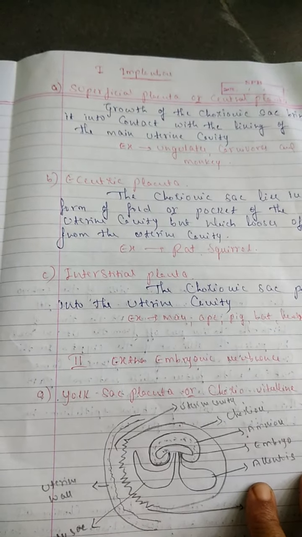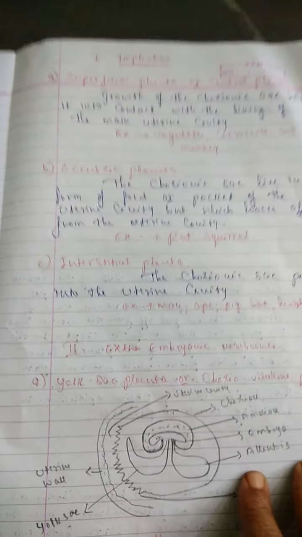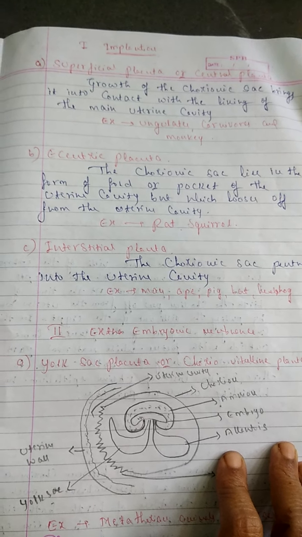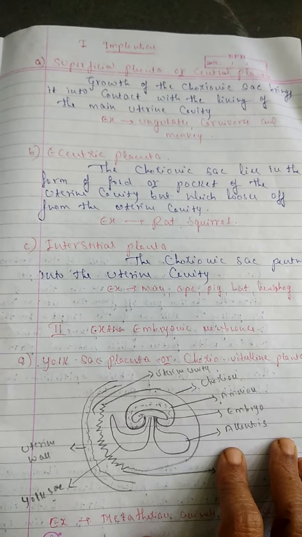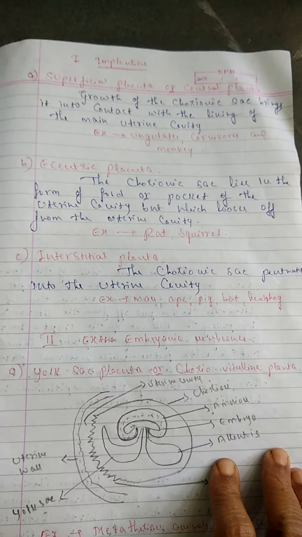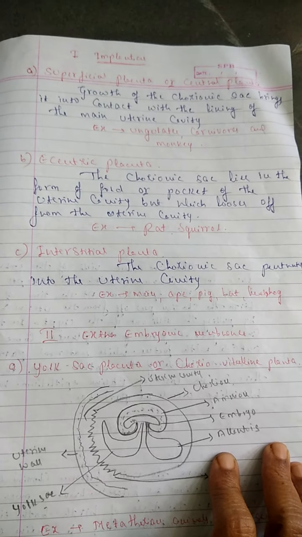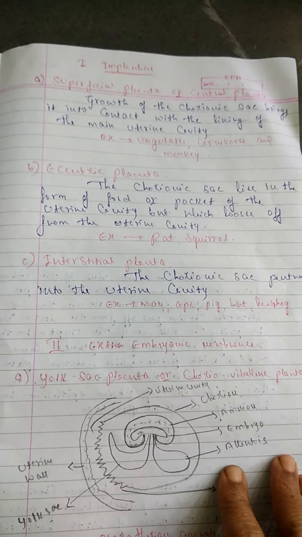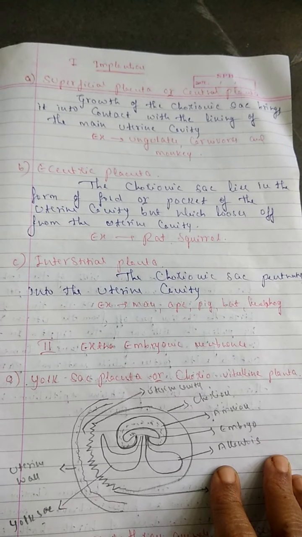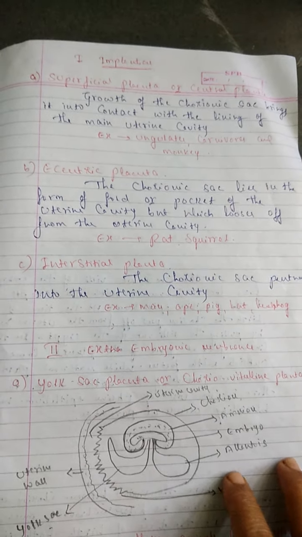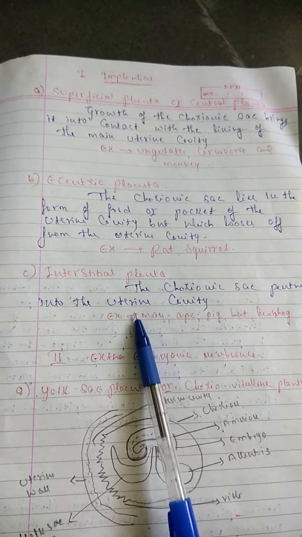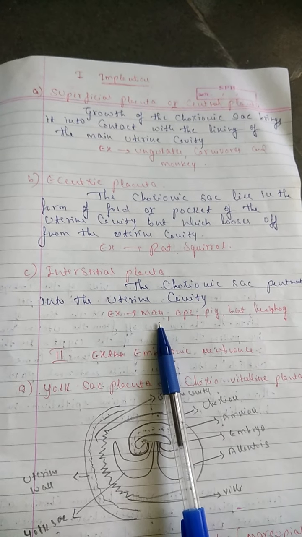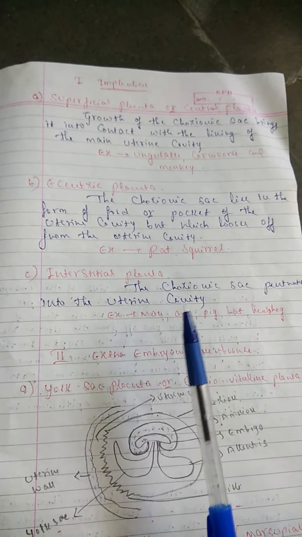Now come to the third one, the most important placenta, that is interstitial placenta. In this interstitial placenta, the chorionic sac penetrates into the uterine wall, meaning the chorionic villi completely penetrate and enter inside the uterine tissue. Here the main examples are man, ape, pig, bat, and hedgehog. Why is it important? Because on the basis of implantation, the type present in man is interstitial placenta.